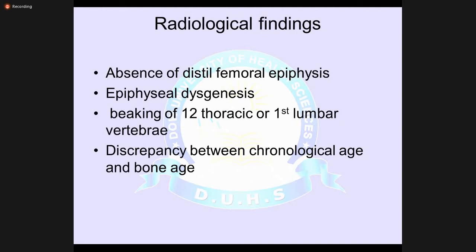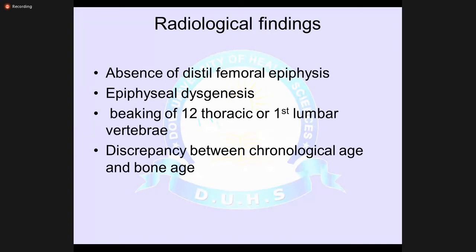And the third thing is discrepancy between chronological age and bone age. One should be clear about what we mean by these two terms. Chronological age is your actual age. For example, if you see a child who was born on 1st January 2016, and today is 12th September 2020, your chronological age is 4 years. So chronological age is your actual age that you calculate from the date when you were born.